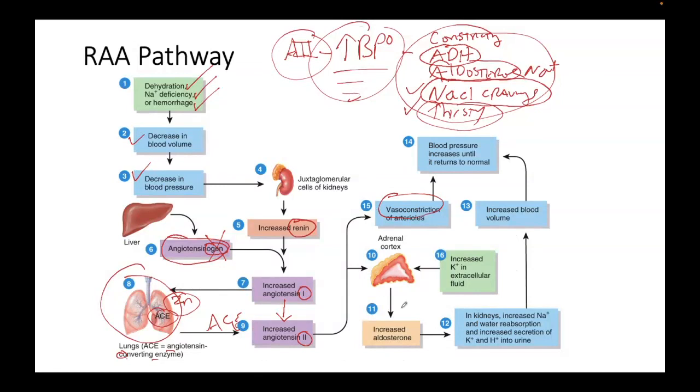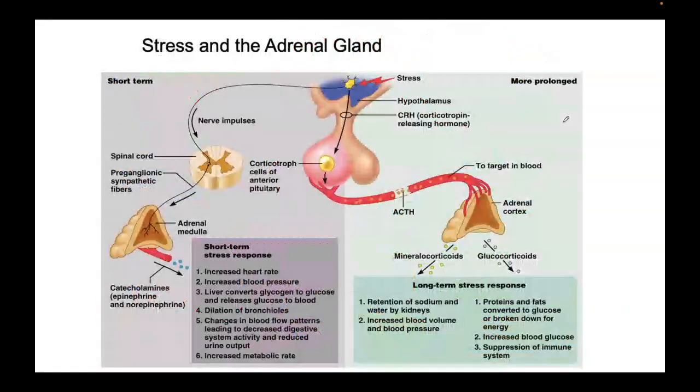Okay, and that's what we see going on here. You've got increased aldosterone from the adrenal cortex, and cortisol increases blood pressure. We're going to have water reabsorption due to antidiuretic hormone. All of these things increase blood volume and return the blood pressure back to normal. That's the RAAS system.